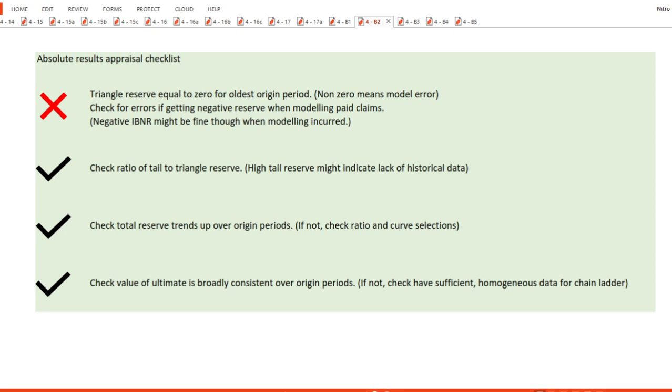Lastly, are the absolute ultimate values broadly consistent over origin periods? Be particularly worried if there are small ultimates in the older years, which we'd normally rely on to calibrate our model, and even more worried if that's accompanied by large ultimates in the recent years.